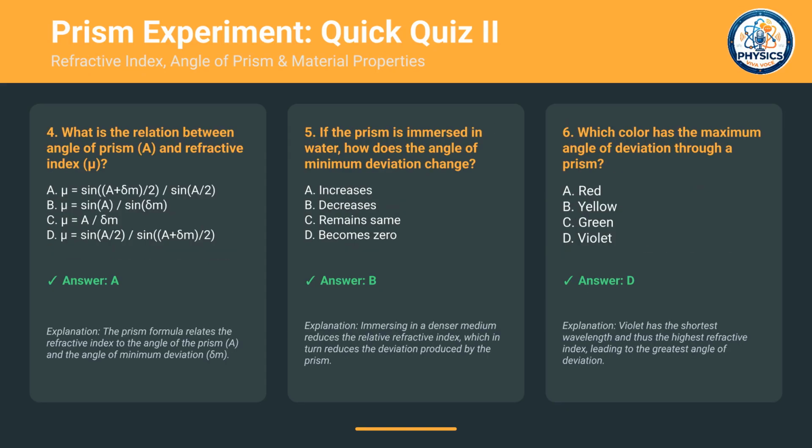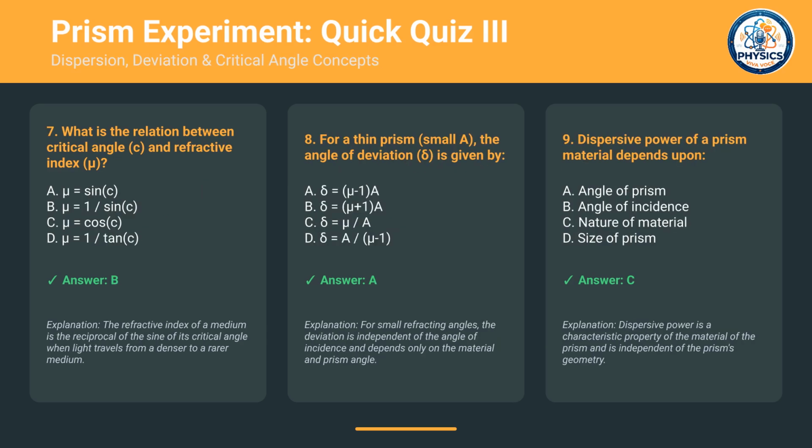Let's continue the quiz. The prism formula, mu equals sine of (A plus delta m) over 2 divided by sine of A over 2, relates the refractive index to the angle of the prism and the angle of minimum deviation. Immersion in water decreases the angle of minimum deviation. Violet light has the maximum angle of deviation.